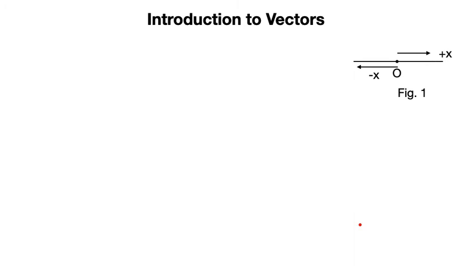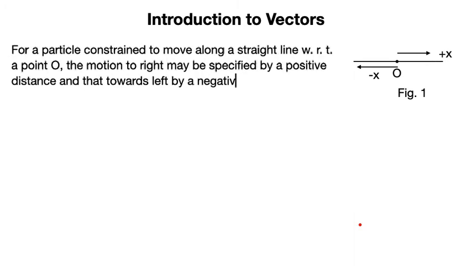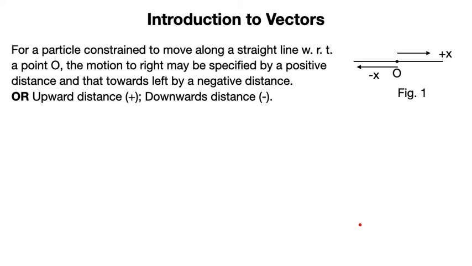Consider this figure. For a particle which is constrained to move only along a straight line with respect to some reference point O. O is the reference point, which we generally call the origin, and the particle can move only along a straight line. The distances towards the right are by convention taken as positive and towards the left are taken as negative. Similarly, distances in the upward direction are taken as positive, distances in the downward direction are taken as negative.